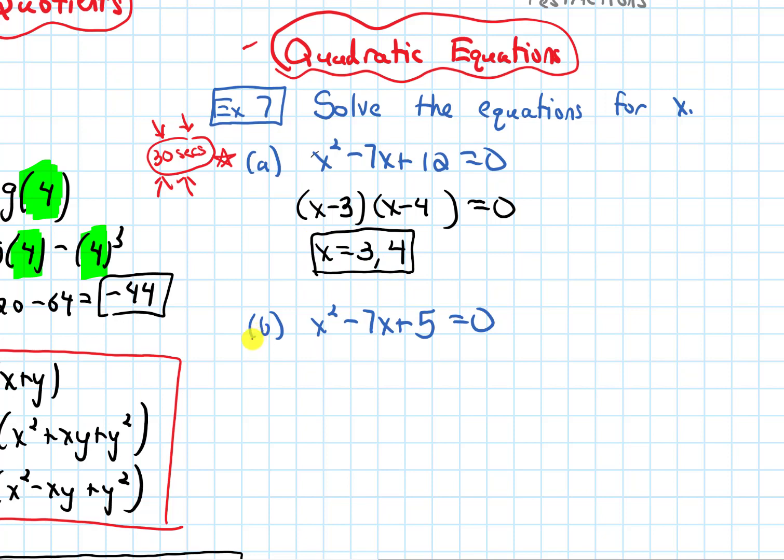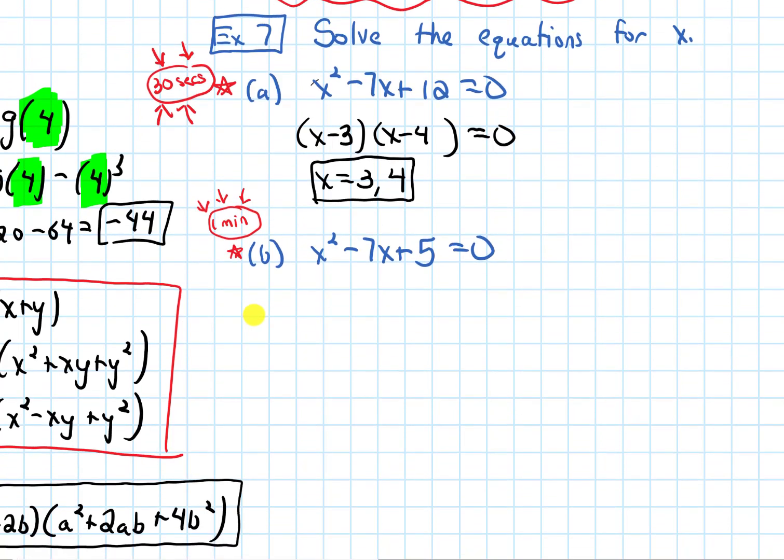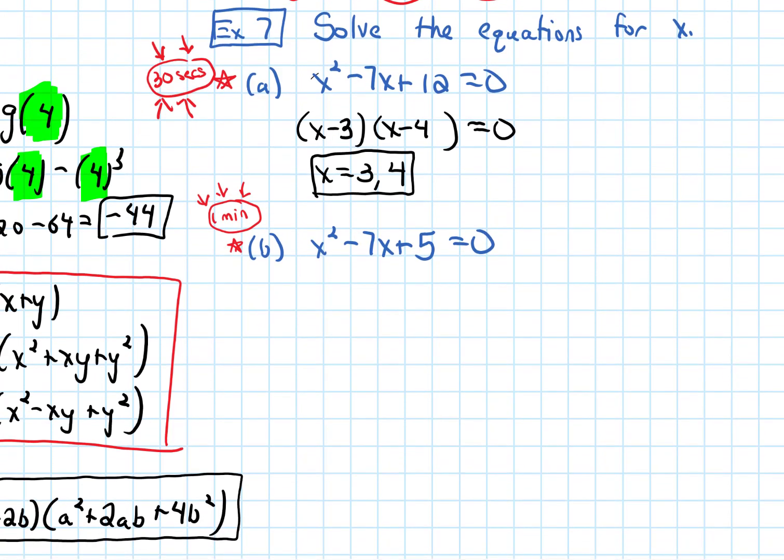Let's look at part B. We have x squared minus 7x plus 5 equals 0. With this one as well, I want to give you a chance to try it first. This time, pause the video for 1 minute to try this one on your own. Alrighty, let's talk about it together.